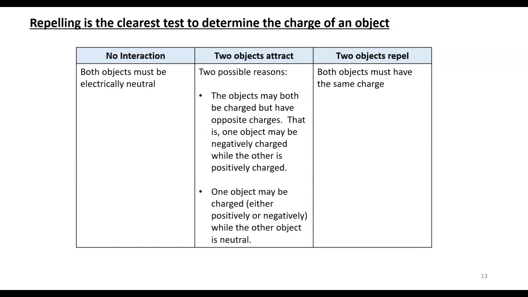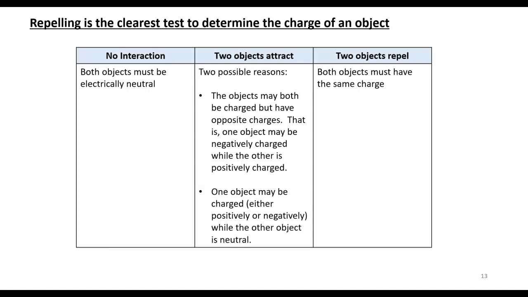So I just want to pull this information together to summarize what you might see when you bring two objects together. If you bring two objects close together and there is no interaction, that tells you that both objects must be electrically neutral. If you see that the two objects repel, then they must have the same charge, because that's the only explanation for two objects repelling, is that they have the same type of electric charge.